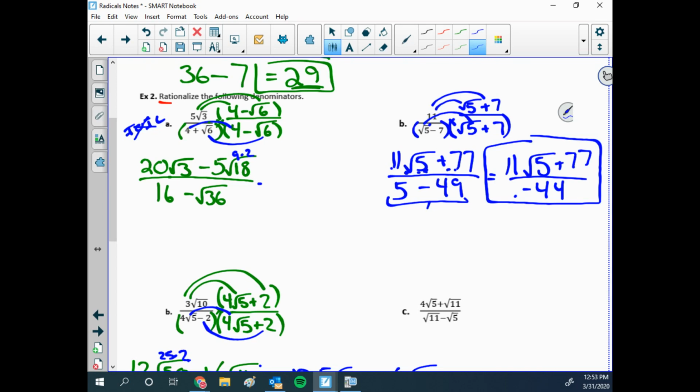C is already done for you in the note package. I'm not going to go through that. The process ends up being the same. It's just a little bit more multiplication because the numerator is a binomial in that example. So check the note package if you're curious.